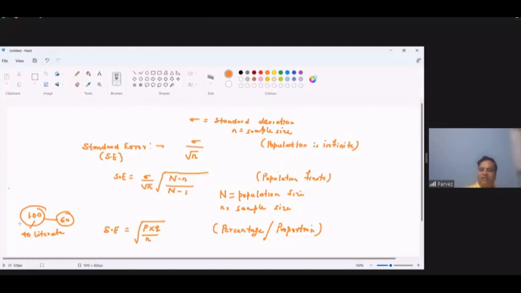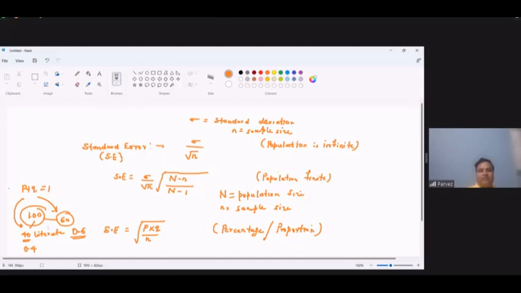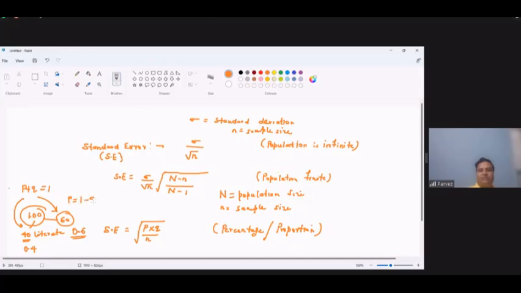Total 100 people in the village. How many are literate? 40. So it means 40% are literate. If you convert 40% into proportion, can I write 0.4? Yes. 60% as a proportion, can I write 0.6? Yes. And keep in mind, P plus Q will always be equal to 1. P is your proportion of success. Q is the proportion of failure.